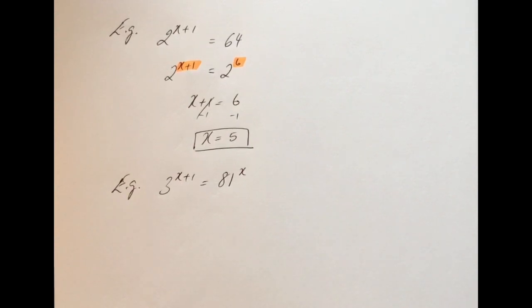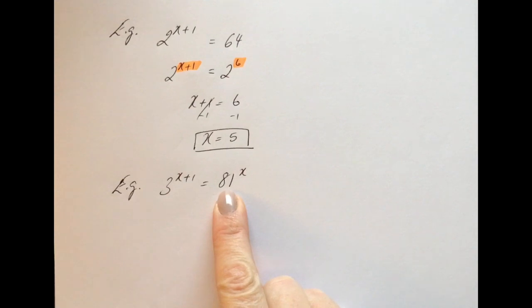Okay, this one is getting a little bit more challenging, but give it a go. Pause the video, see how you get on. Again, we can see we've got a power of 3 on the right-hand side, so the first thought is to try and make 81 as a power of 3 as well. And we can write 81 as a power of 3.